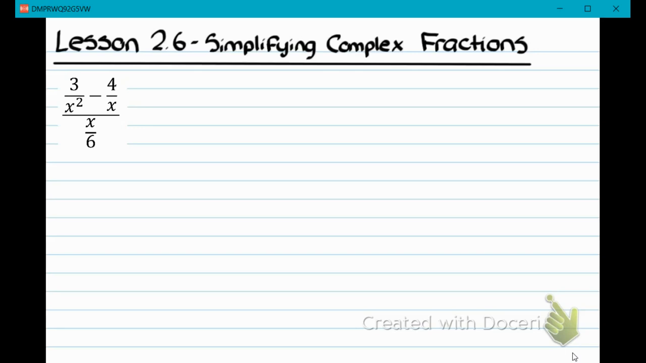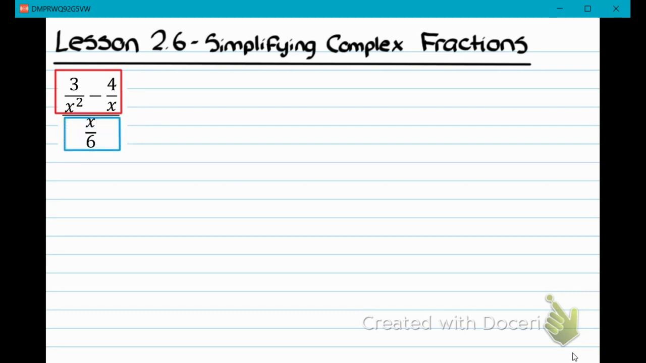Okay, guys, so today we're going to go over lesson 2.6, which was simplifying complex fractions. We're going to do the rest of the questions that were on the worksheet, just 3 of them. So first step, we want to realize that this is actually 2 fractions being divided. So we're going to box off the numerator and box off the denominator.